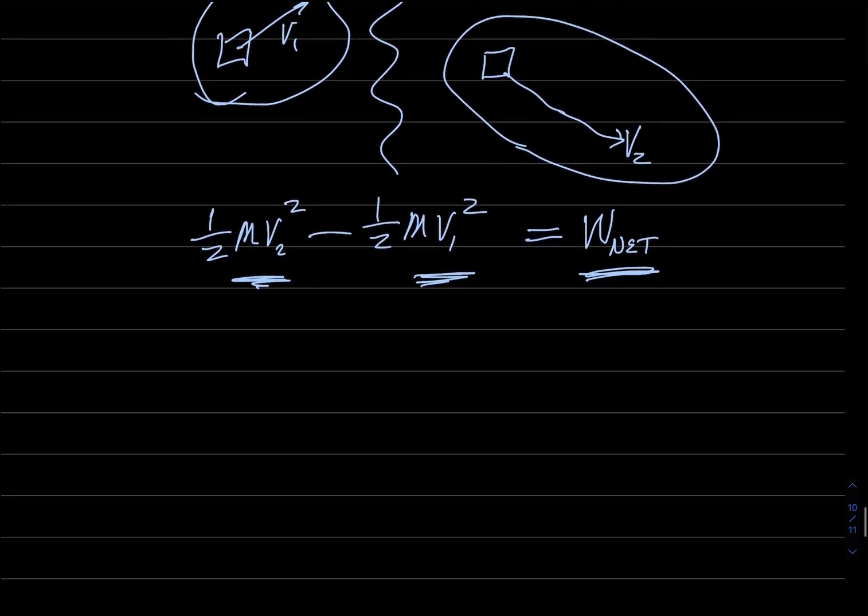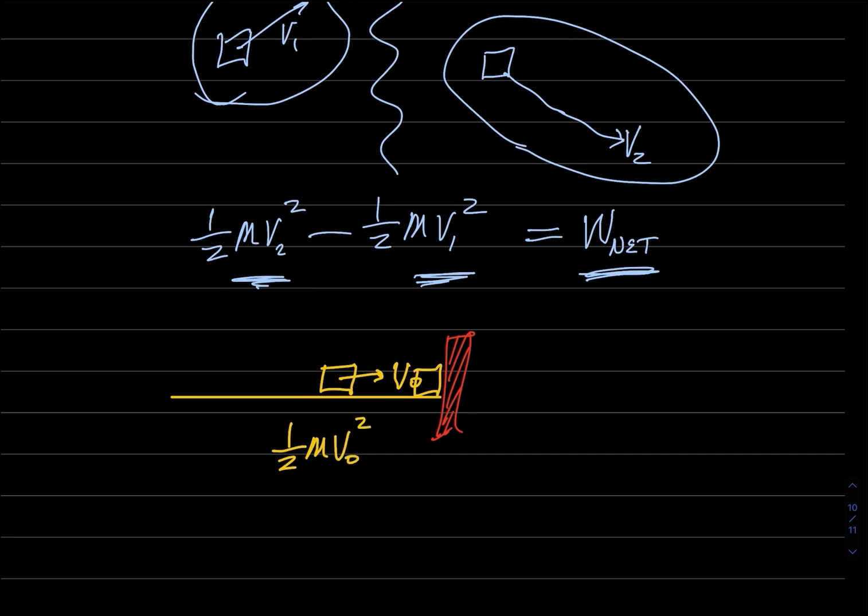Or, let's say you have a mass moving along at v sub naught, and it runs into a brick wall and stops against the wall. Well, you know it started out with 1/2 mv sub naught squared of energy, kinetic energy, and now it's got none. So you know that whatever happened, the wall did this much work on the mass to get it to stop.